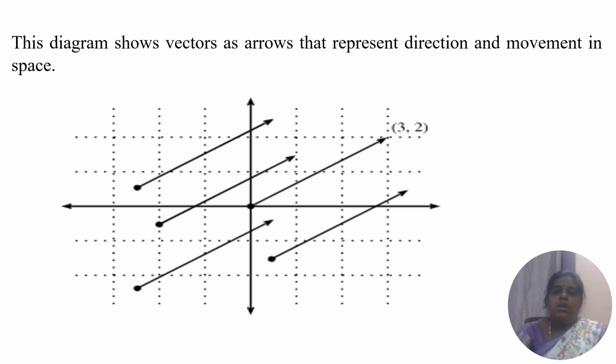This diagram shows vectors as arrows that represent direction and movement in space. The vector 3, 2 means move 3 steps right on the x-axis and 2 steps up on the y-axis. The arrows in the diagram show the same vector 3, 2. They all have the same direction and length, just starting from different points. This means a vector is not just a point, it also shows how to move from one place to another.